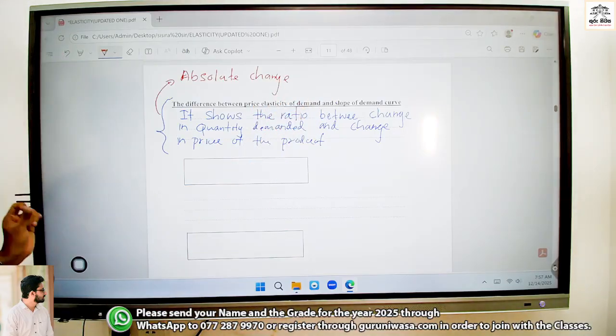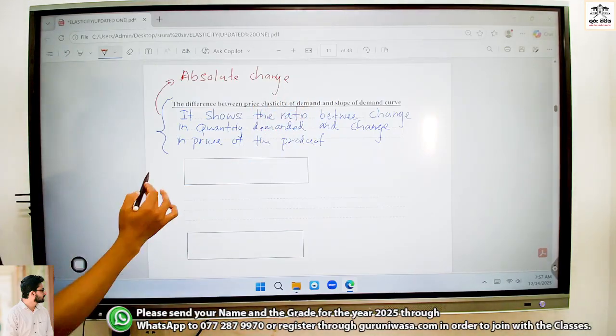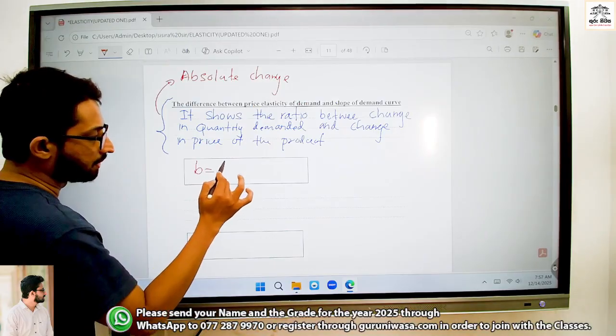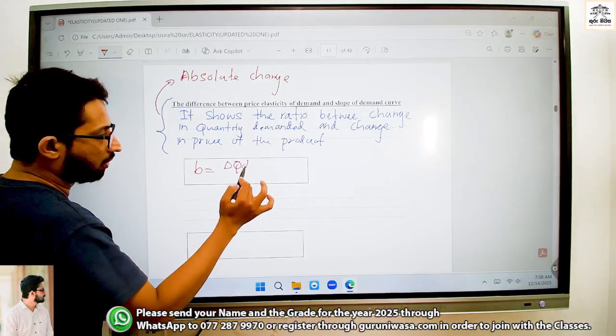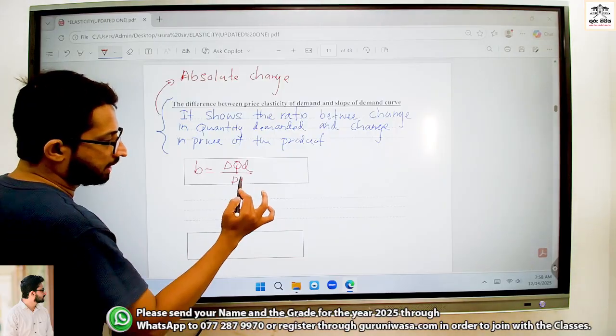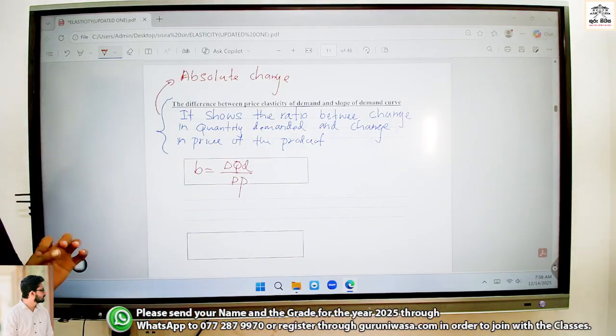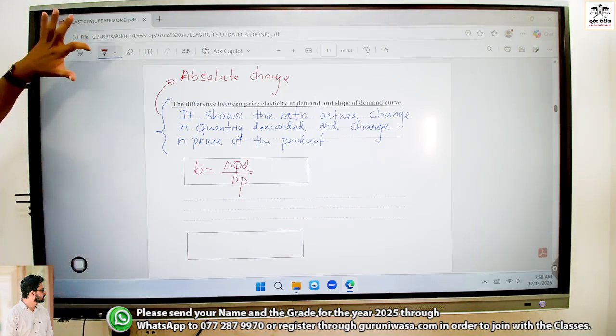Okay, how to calculate slope? Write down the equation: slope equals delta QD over delta P. That's it. Right. Next one.